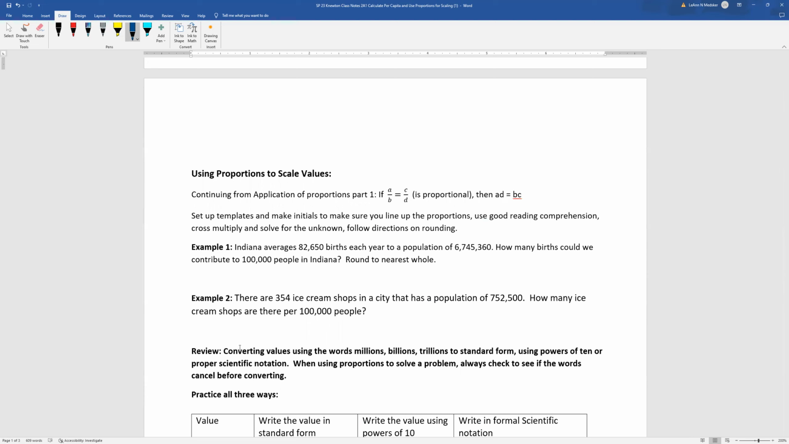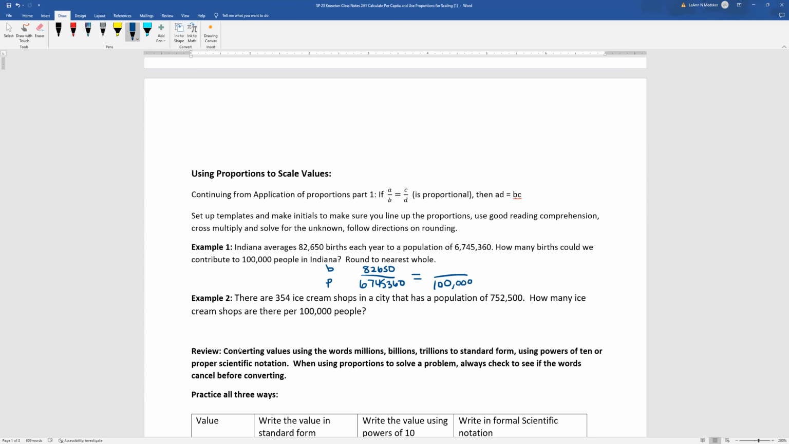So notice this one says Indiana averages 82,650 births each year to a population of 6,745,360. How many births could we contribute to 100,000 people? So we're saying, okay, if we're doing birth over population, and we want to know, well, instead of looking at the whole population of Indiana, what if we only want to scale it to 100,000 people?